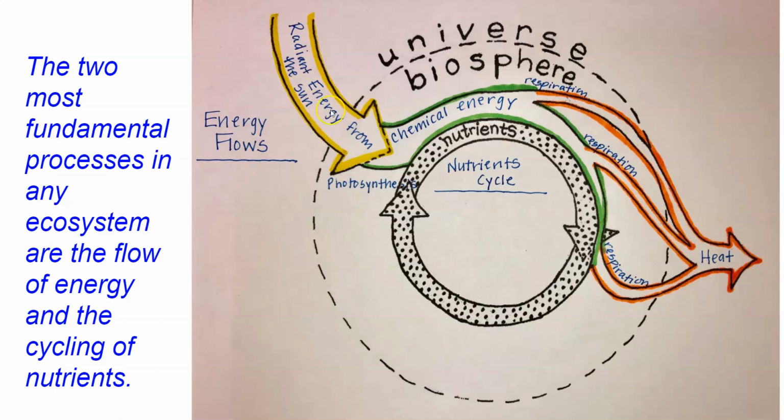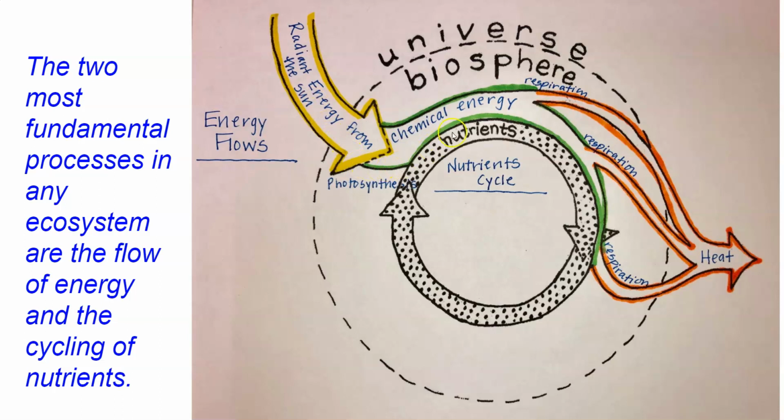This yellow is showing radiant energy from the sun. Remember that for any ecosystem to work or to be sustainable, you need a constant source of energy coming into the ecosystem. And for 99% of ecosystems, that's going to be the sun. There are some exceptions, like in the deep water ocean vents, where you have chemosynthesis happening instead of photosynthesis. But for the major big picture, energy is coming from the sun.